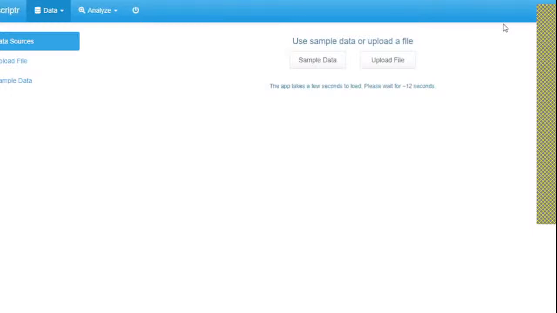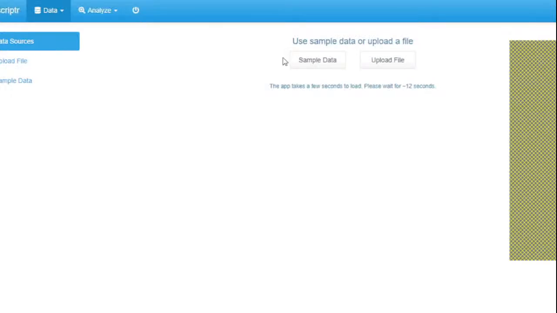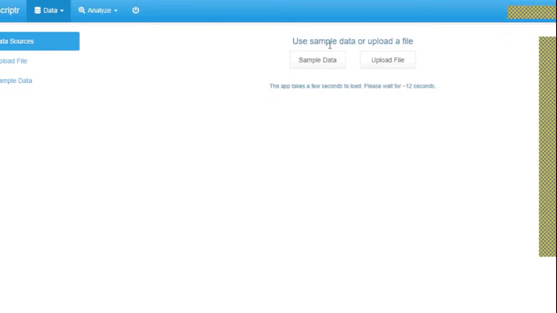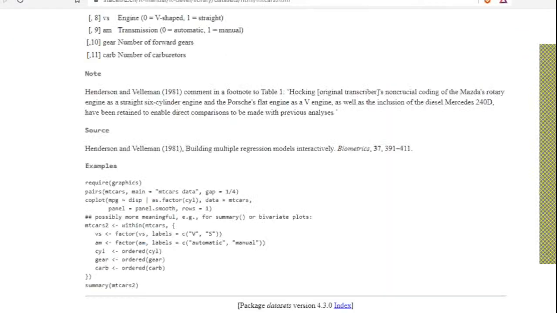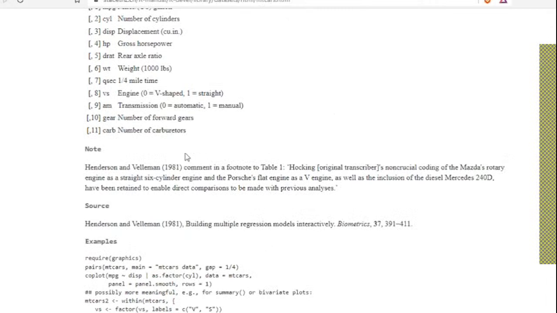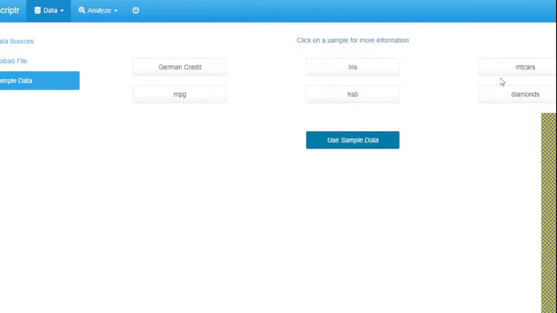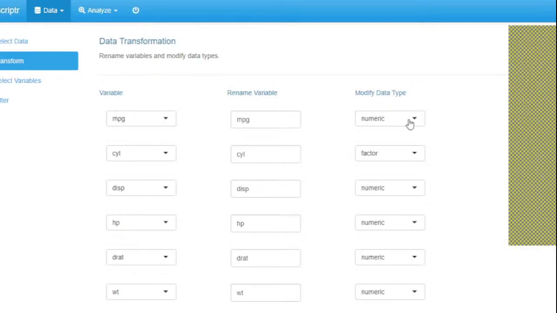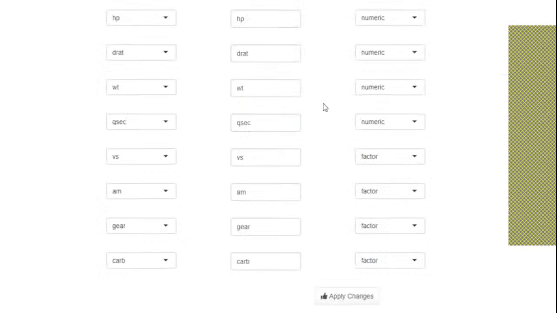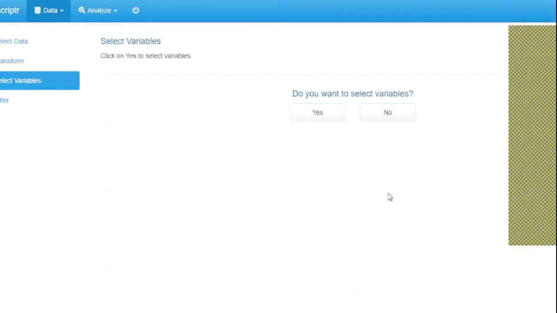See, upload file. You can upload if you want to. Okay, we'll go by the sample data. There are so many sample datasets. Let's take mtcars, right? When I click on mtcars, it gives me the description of mtcars, and I select mtcars, use sample data. If I want to change the data type, I can change it. If I want to rename a variable, I can rename it. And I click on apply changes, select variables.